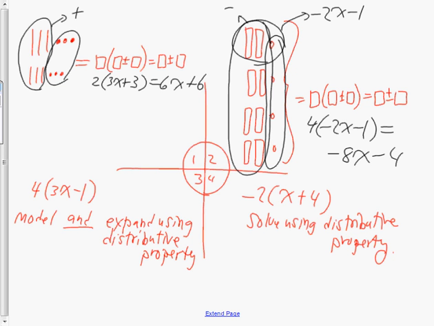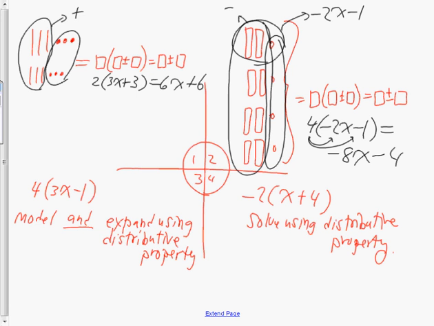Now again, to think of that a little bit differently, if I had 4 times negative 2x, I'd have negative 8x. If I had 4 times negative 1, a positive 4 times a negative 1, I'd have a negative 4. Okay? So 4 groups of negative 2x minus 1 would be negative 8x minus 4.